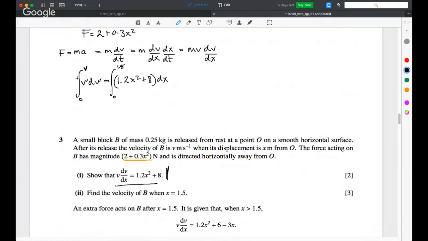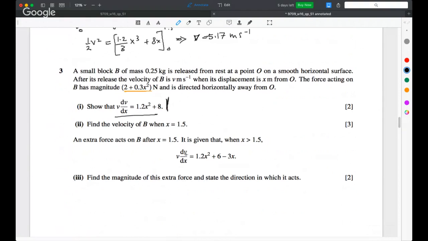So this thing is just going to be 1/2 v squared is equal to 1.2 over 3 x cubed plus 8x, evaluated between 0 and 1.5. And if you work it out, this gives us v is equal to 5.17 meters per second. Now, they're giving us an additional force.